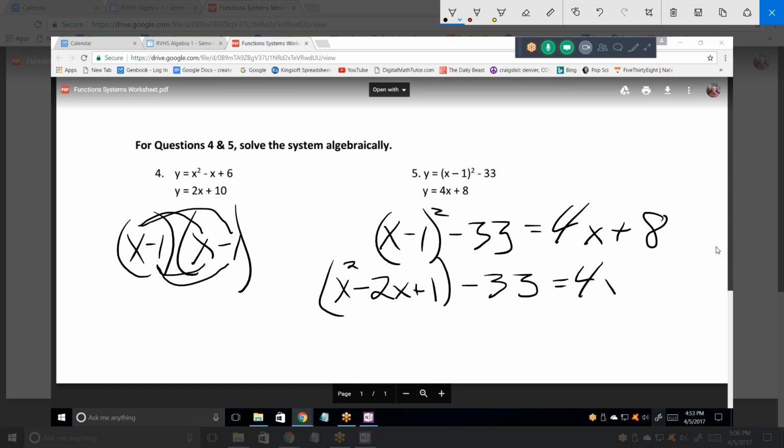So all I've done is just part of the problem. Now, I don't need these parentheses anymore, so let's erase them. They're not required. In other words, they don't change the problem to erase them. Now, what's the next step?